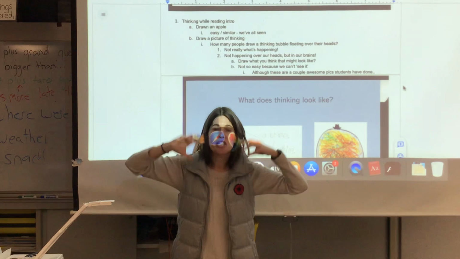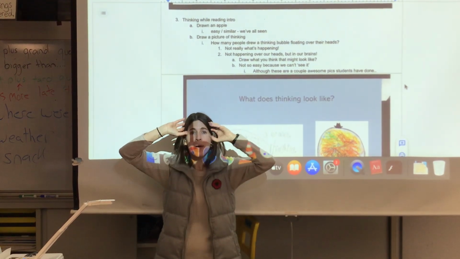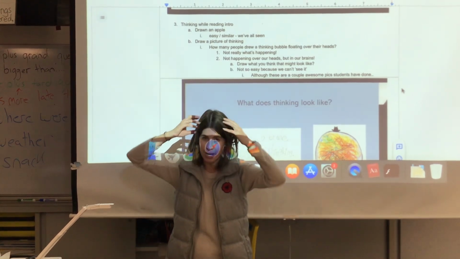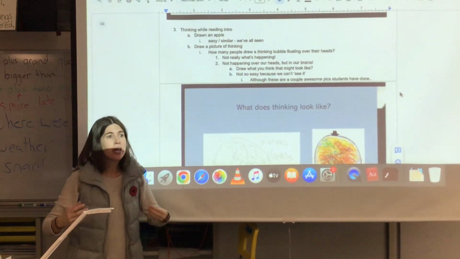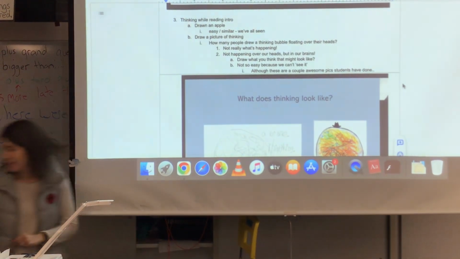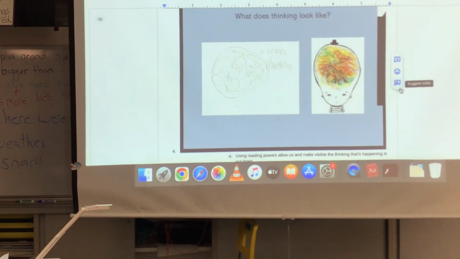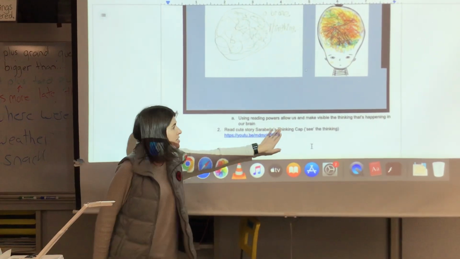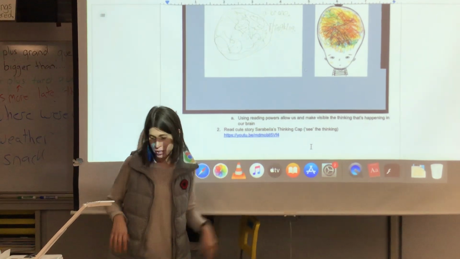So these strategies, connections, I'm going to tell you what my brain is doing. Visualizing, we're going to share what's happening there. These are the things I'm doing, the strategies I'm using to be a successful reader. Some cute little pictures. What does thinking look like? A cute story that's fun to read sometimes. You can find it on YouTube. Sarah Bella's Thinking Cap, Society of Lost Thinking.